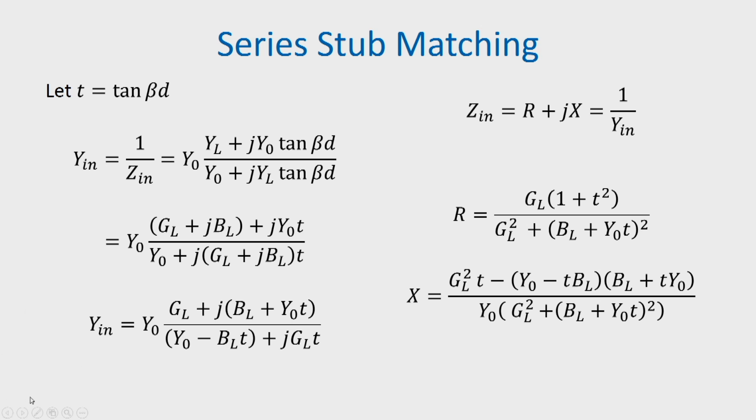Now, we have expressions for R and X. We know that for our matching, this R has to be equal to Z naught, and once we equate R to Z naught, G L and B L Y naught being known, we can find out the solution for T.